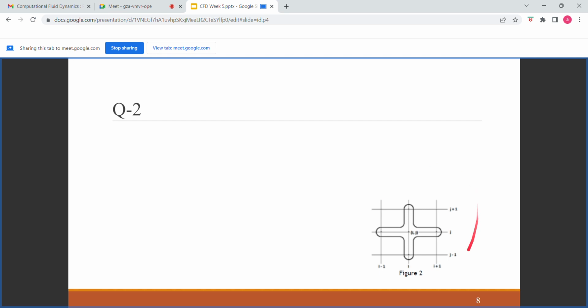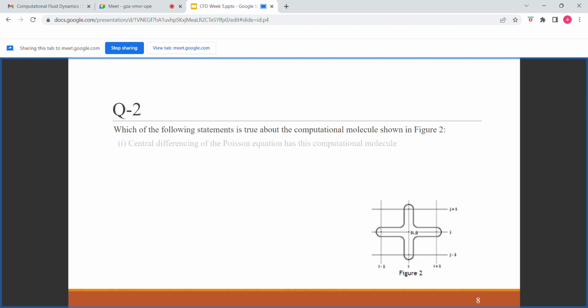In question number 2, we are shown this figure. We'll see what the question is. Which of the following statements is true about the computational molecule shown in figure 2? Before moving on, we'll just see what it denotes. The midpoint is i comma j, moving in the y direction is j plus 1 and j minus 1, and in the x direction it is i minus 1 and i plus 1. A few points are marked, but they are not specific.